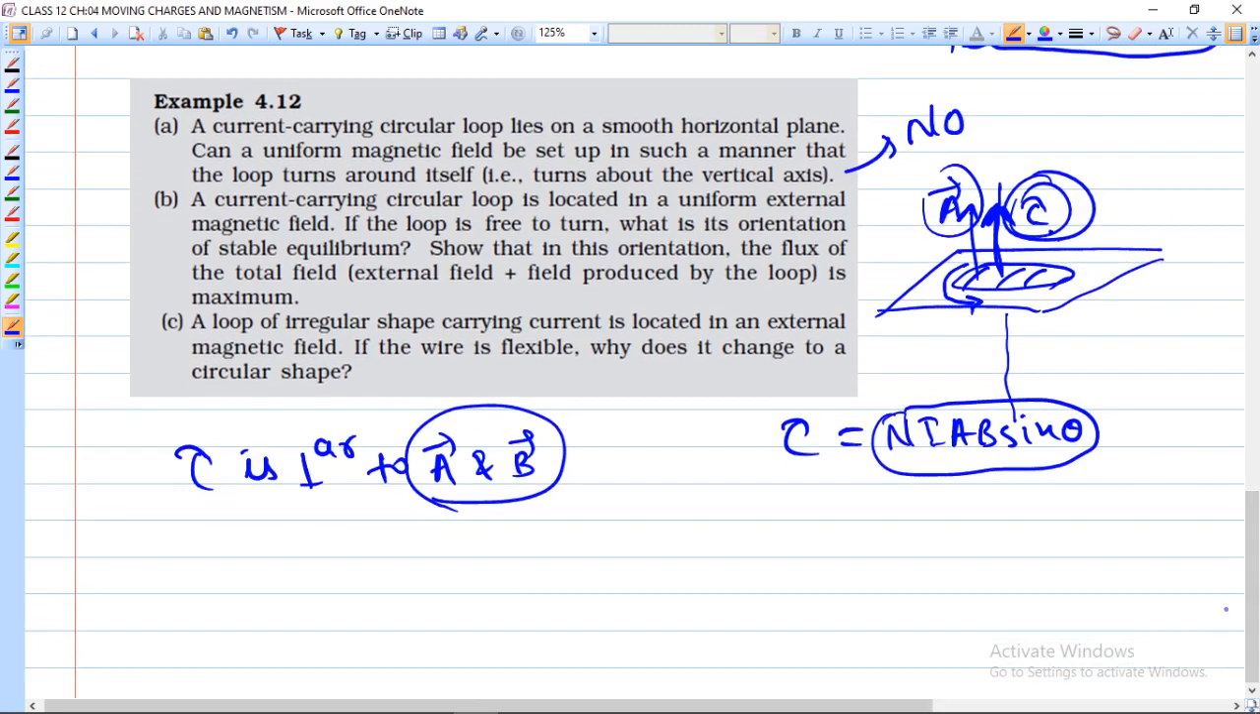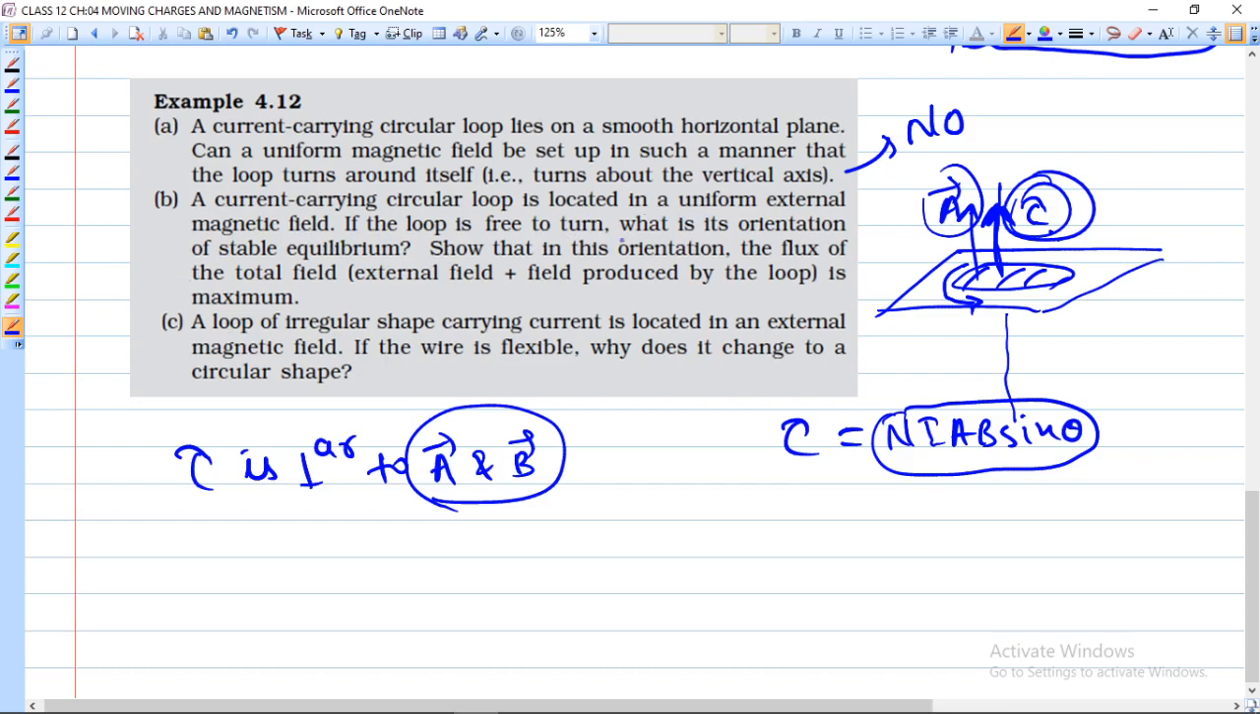Write in your language that we cannot generate torque because torque is perpendicular to A bar and B bar. We cannot generate torque in a vertical axis because the area vector is in the vertical axis. Okay, now part B. A current carrying circular loop is located in a uniform external magnetic field.